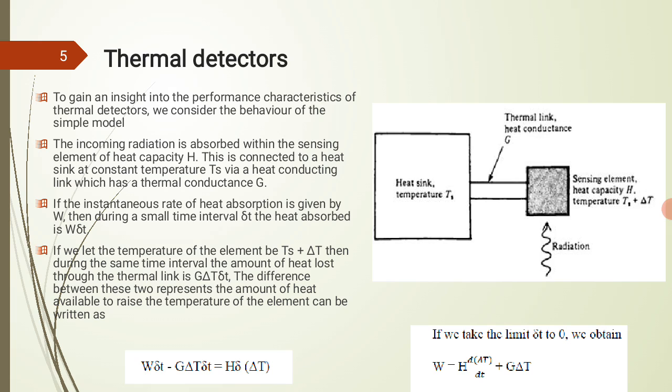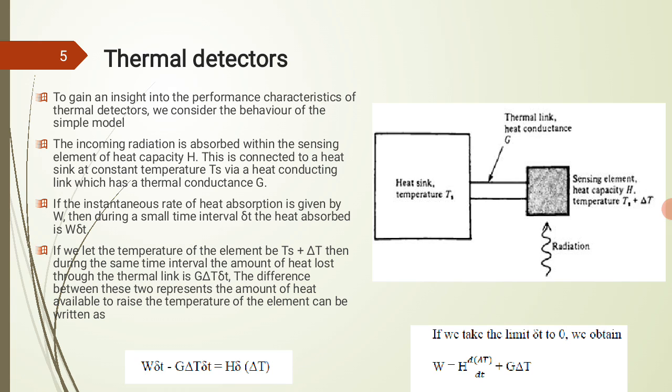To gain an insight into the performance characteristics of thermal detectors, consider the behavior of a simple model. First of all, the incoming radiation is absorbed within the sensing element of heat capacity H. This is connected to a heat sink at constant temperature Ts via a heat-conducting link which has thermal conductance G. If the instantaneous rate of heat absorption is given by W, then during a small time interval delta T, the heat absorbed is W delta T.